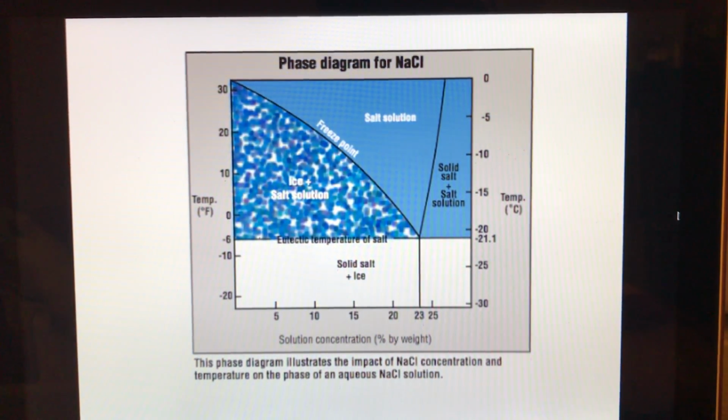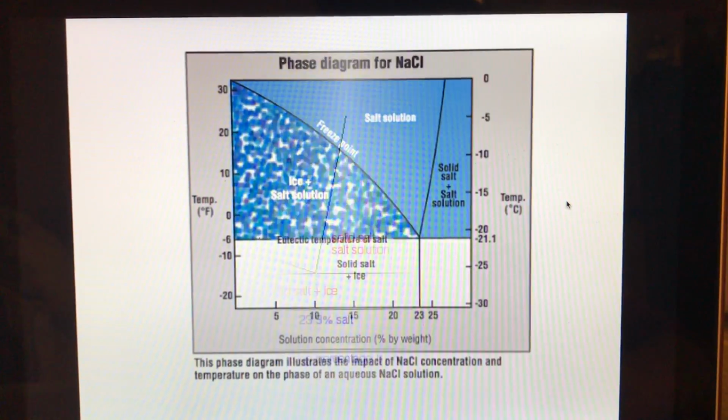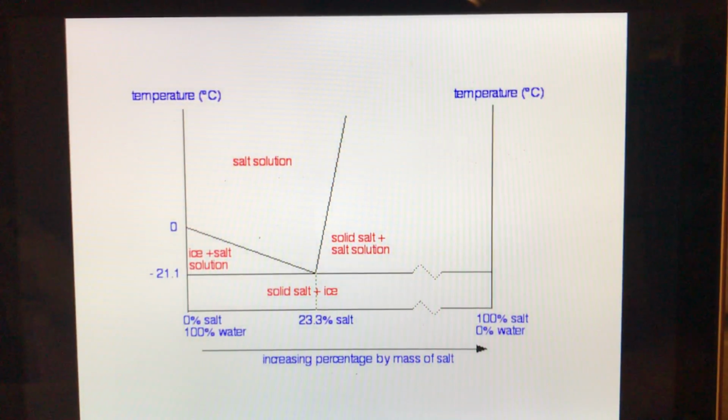So here we have our salt solution. We have the freezing point. We have our ice plus our salt solution, the eutectic temperature of salt, and our solid salt and ice. And then we have our axes. This is very nice and colorful, but I thought I would simplify this diagram. So here is a simplified version of it.